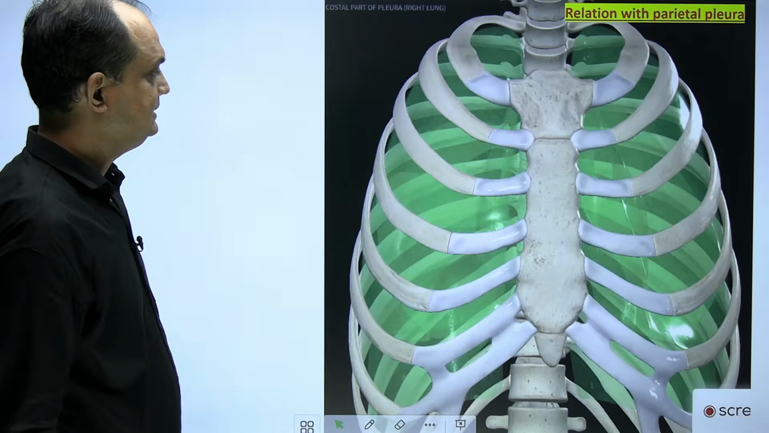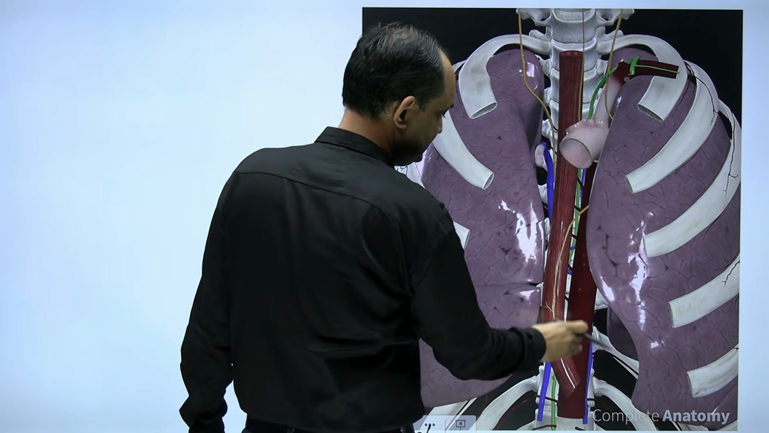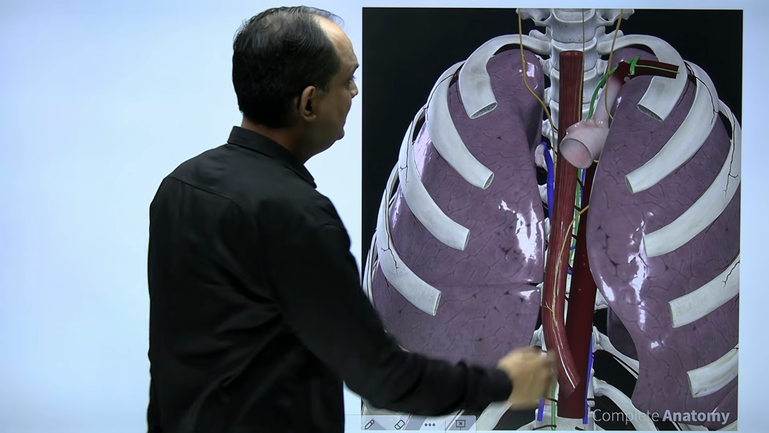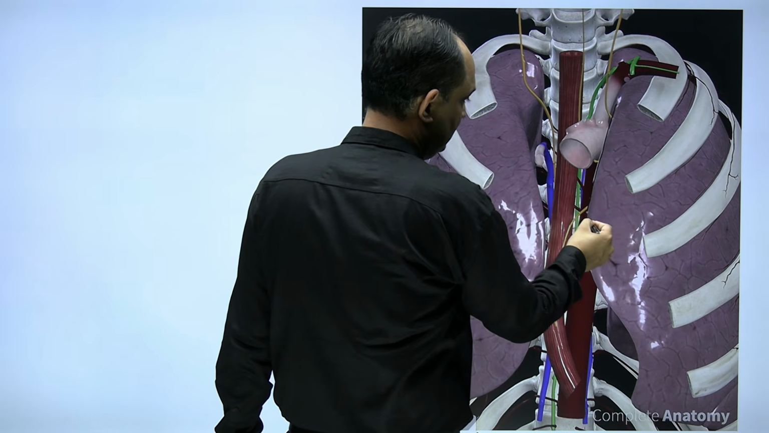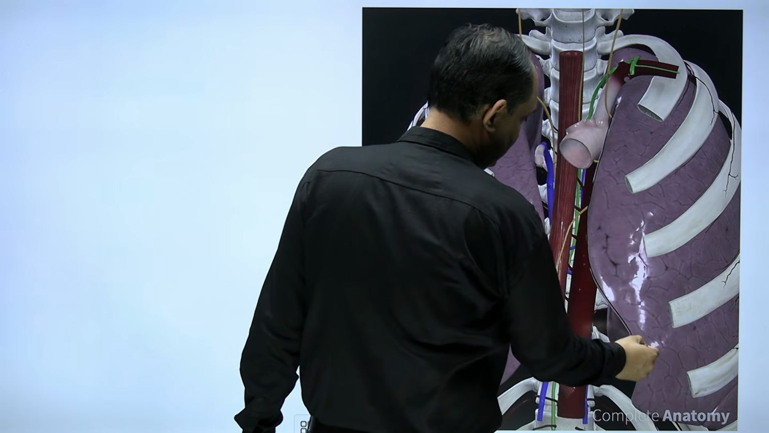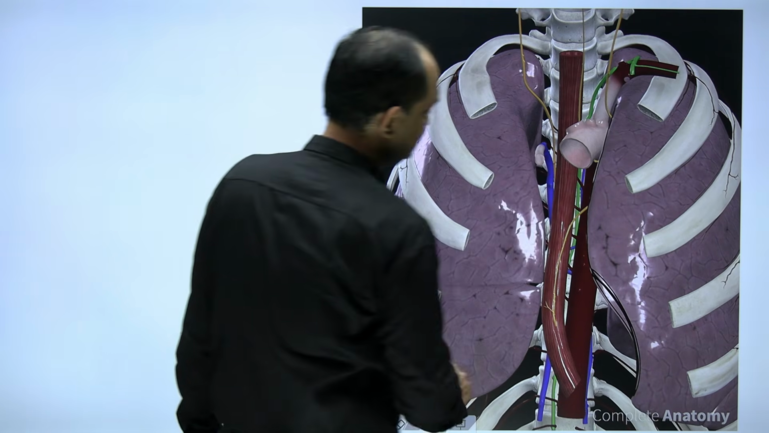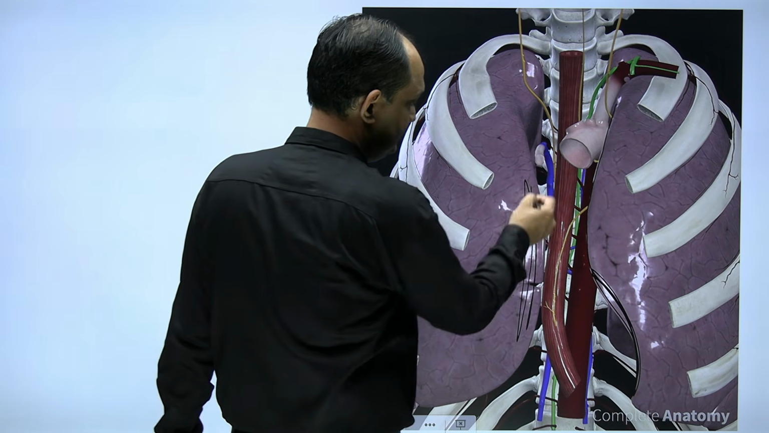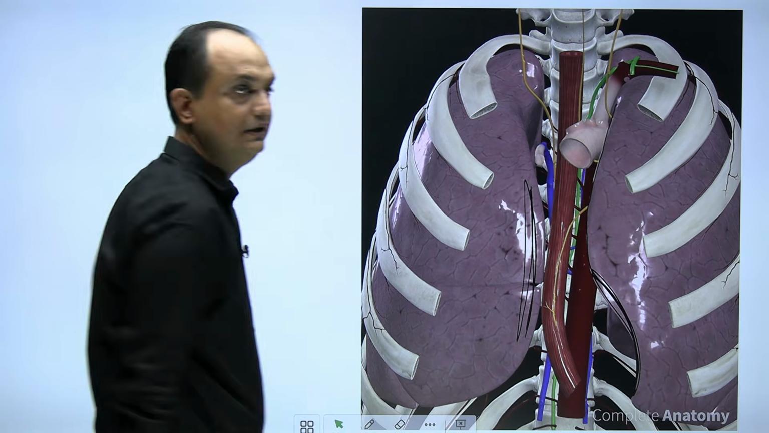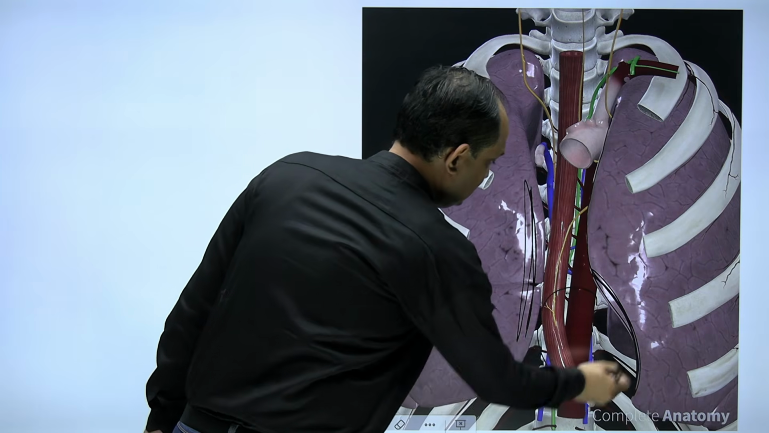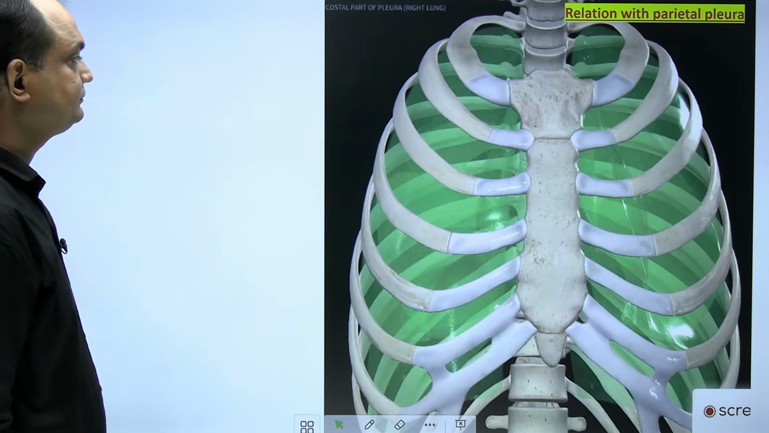So here you can see that this is what I am talking about, that this is your mediastinum area, that is the midline area. Now here you can see that this left border is going downward as a cardiac notch. Now this reflection is important to understand because on the right side it is vertically straight, but on the left side you have to keep this deviation in mind because this area is occupied by the heart and pericardium.